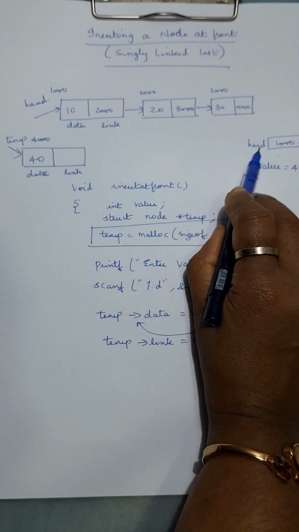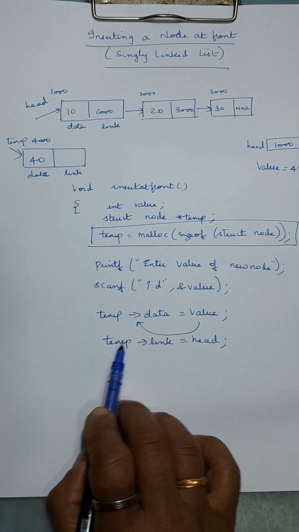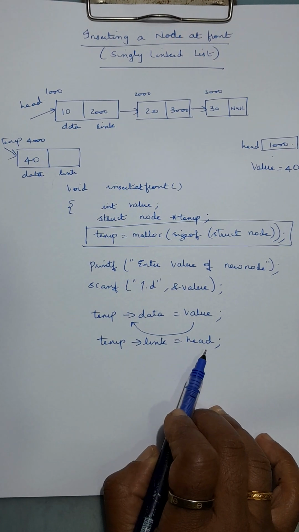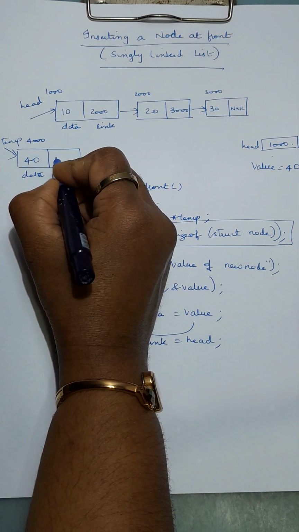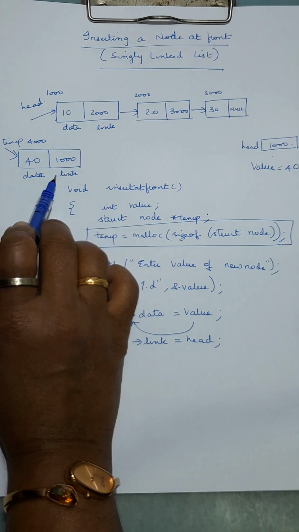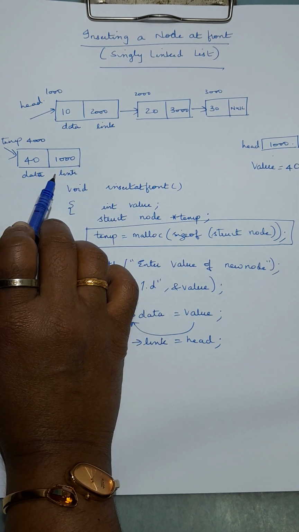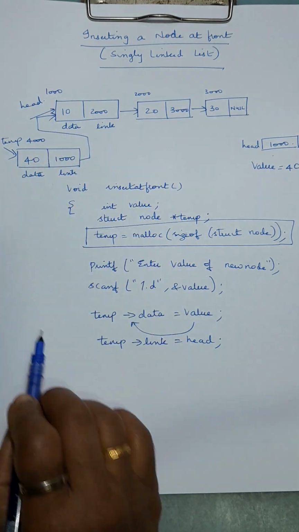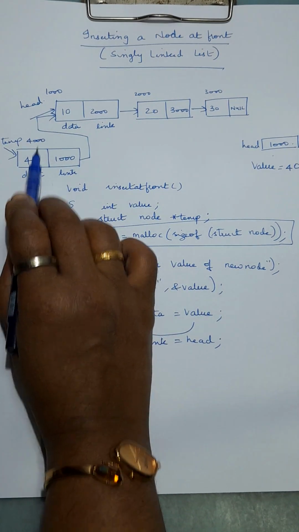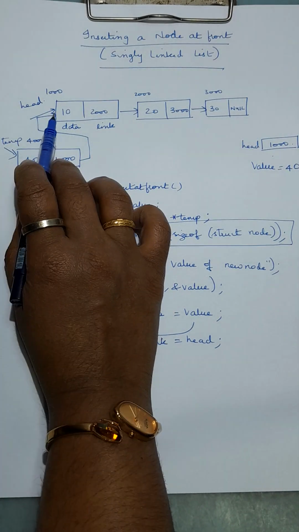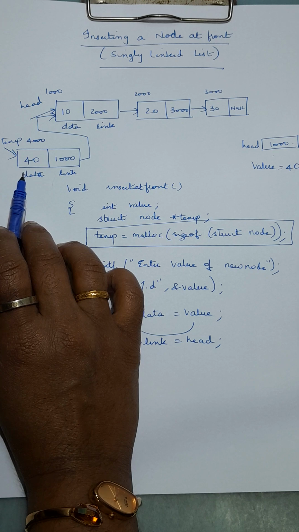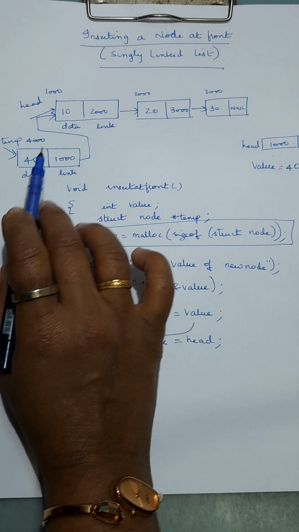1000 is held by the pointer head. So temp pointing to link is equal to head. Got it? Now the link part has the value 1000, which means we have created a link from the temp node to the head node. Now, before 10, we have inserted the value 40 dynamically. Understood?